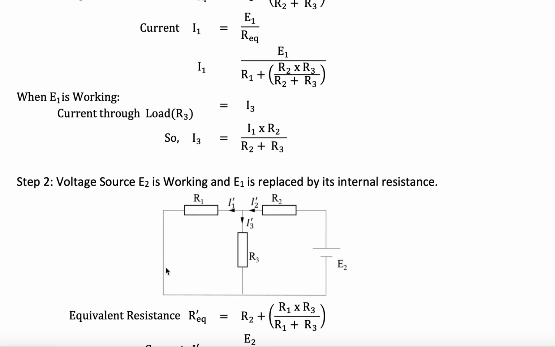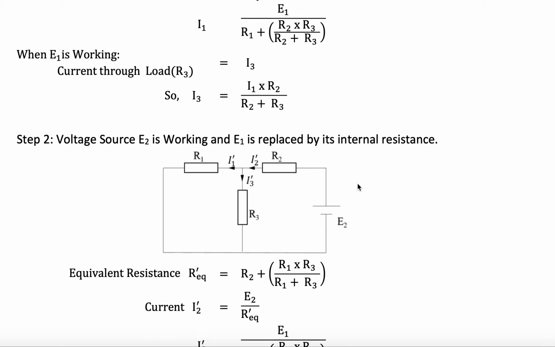What about the current I3 dash when E2 is acting alone? Replace E1 by its internal resistance. Internal resistance is 0. These are the currents I1 dash, I2 dash, I3 dash. What is I3 dash? Nothing but I2 dash into R1 by R1 plus R3, applying the current division rule. What about I2 dash? This voltage divided by the equivalent resistance. What is the equivalent resistance? R2 plus R1 R3 in parallel, that is R1 R3 by R1 plus R3.